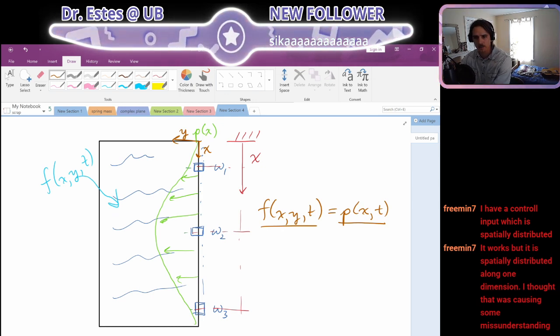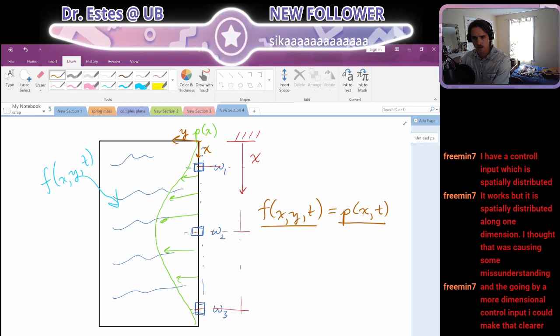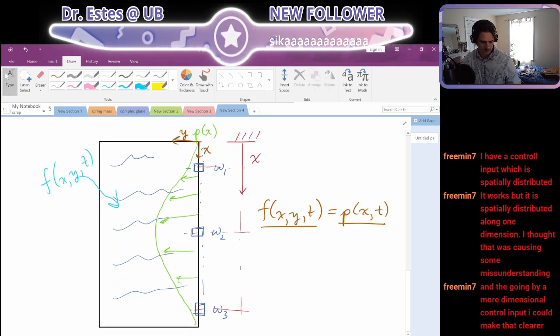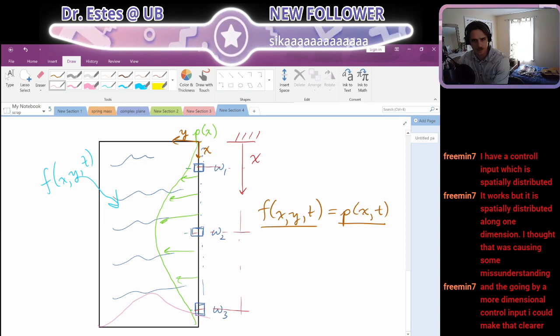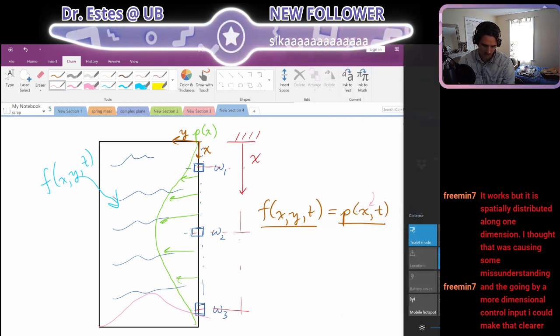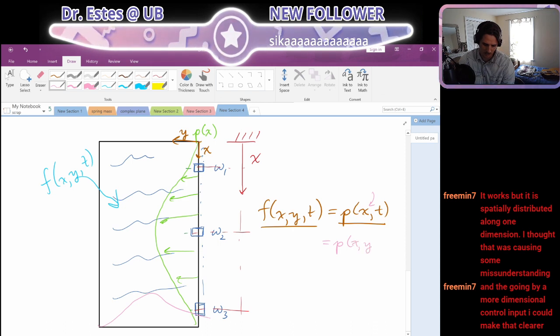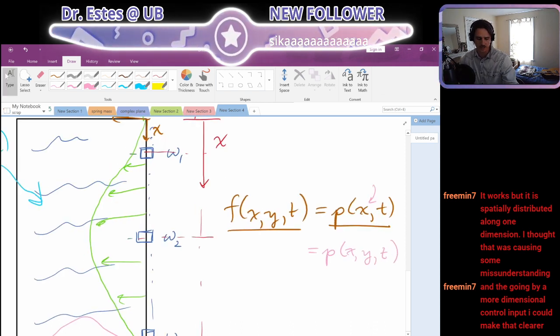It works, but it is spatially distributed along one dimension. I thought that was causing some misunderstanding. Oh. Well, no, I could make that clearer. I see. You could even change this example so that you have pumps along a different dimension of the pool. But is all you're getting at that this function could also be covering the whole two-dimensional space? It's not just one dimension.